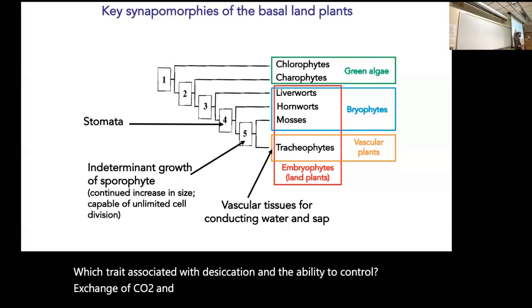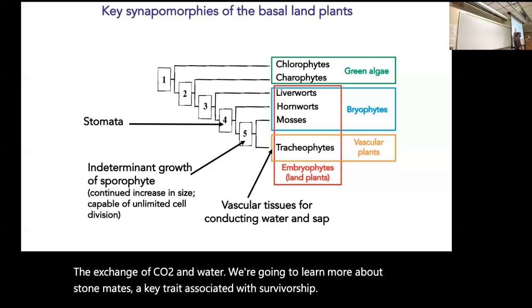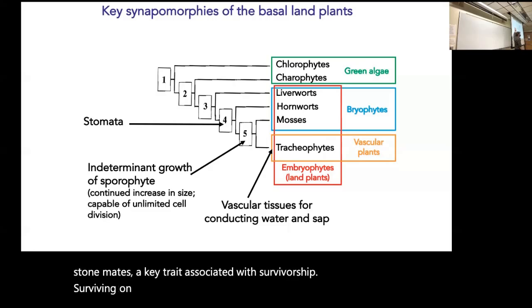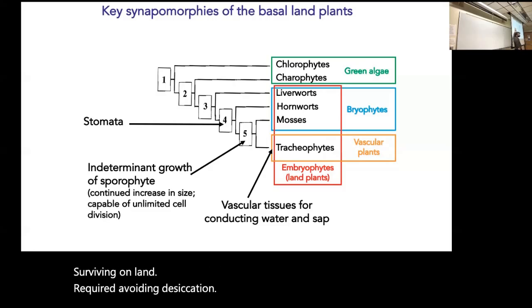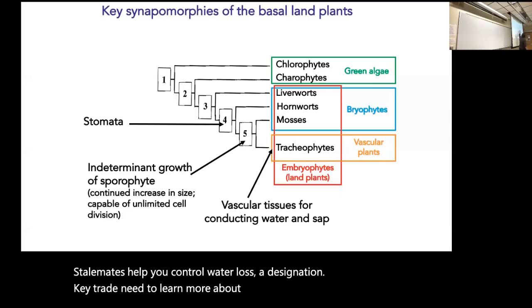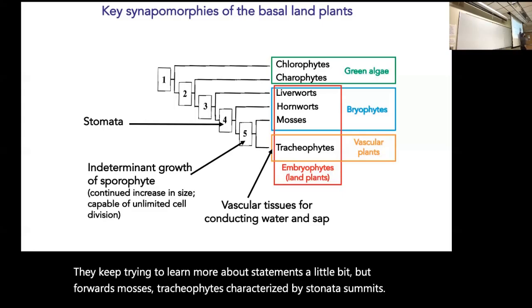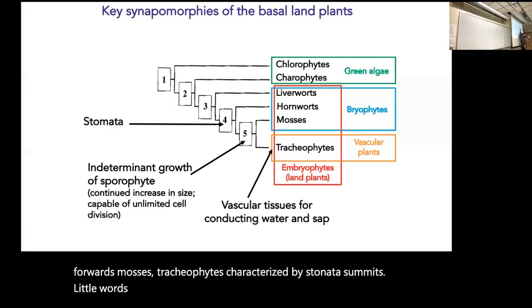We're going to learn more about stomates. A key trait associated with survivorship. Surviving on land required avoiding desiccation. Stomates help you control water loss and desiccation. A key trait. But hornworts, mosses, tracheophytes are characterized by stomata. Liverworts, you see stomates in liverworts. Poor little guys desiccate really quickly.